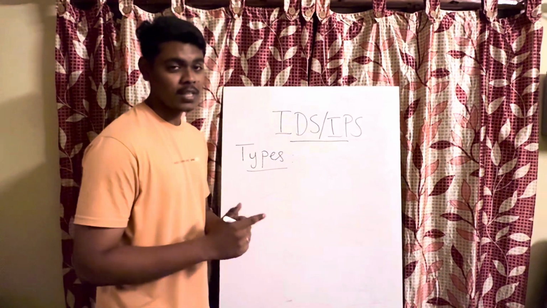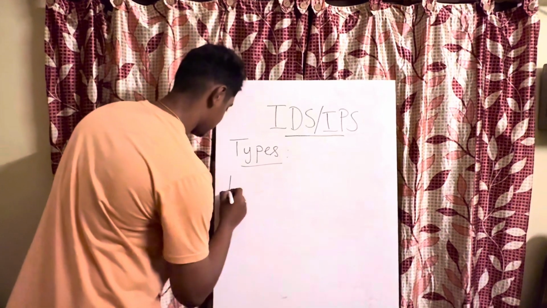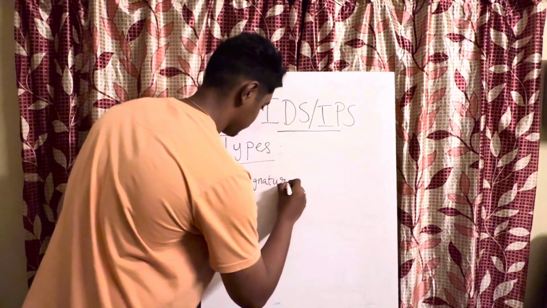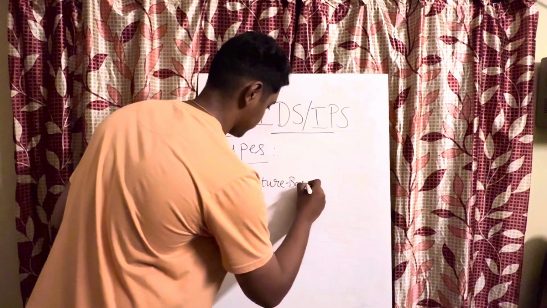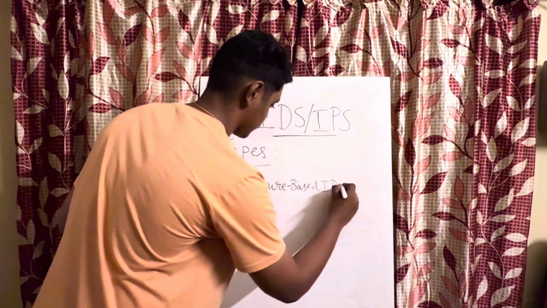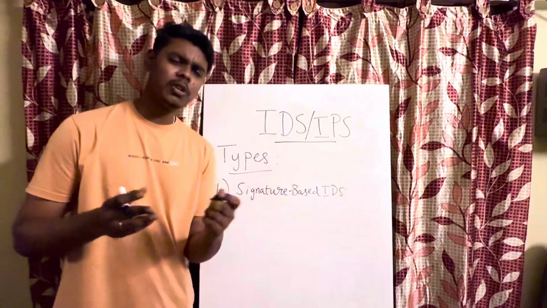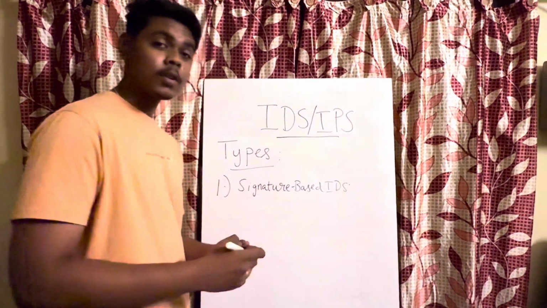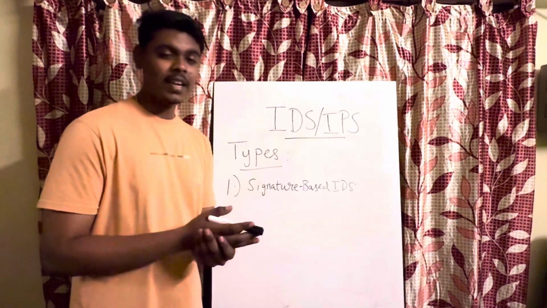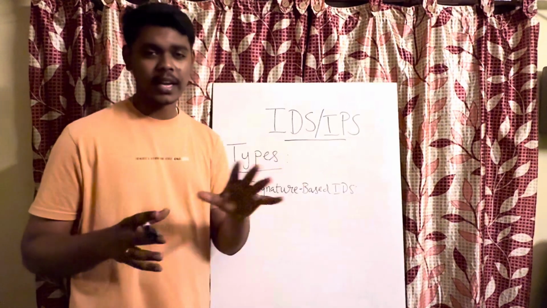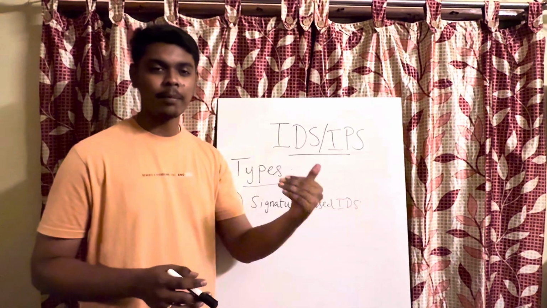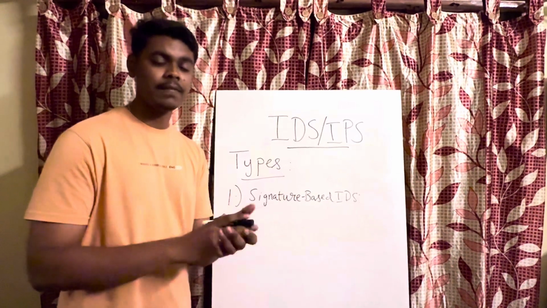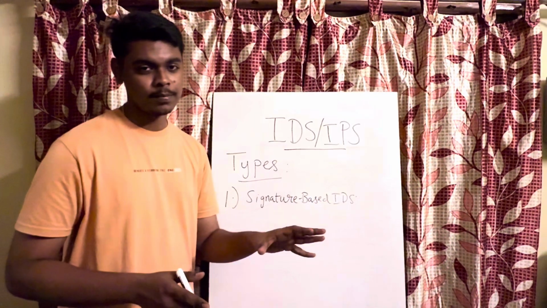The first type is called signature-based IDS. A signature-based IDS is kind of like a dictionary attack, but in terms of a defense mechanism. This system relies on a database of all the known attack patterns. When there is a match with one of these attack patterns, an alert is triggered. This system is very fast and reliable for all the known attacks.